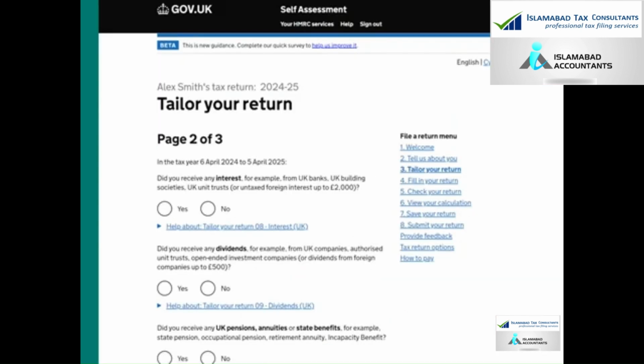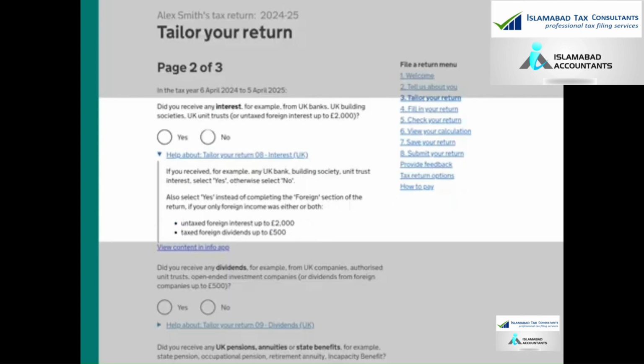Page 2 of Tailor Your Return asks about other income you might have had during the year, for example, bank or building society interest, dividends, UK pensions, and state benefits. Most people can receive some bank or building society interest without paying tax on it. You should, however, still answer yes to this question, even if no tax is due on the interest. The system will automatically work out if any tax is to be paid.